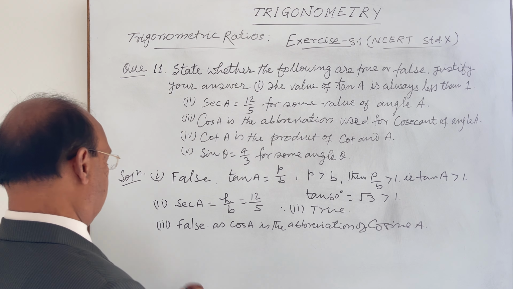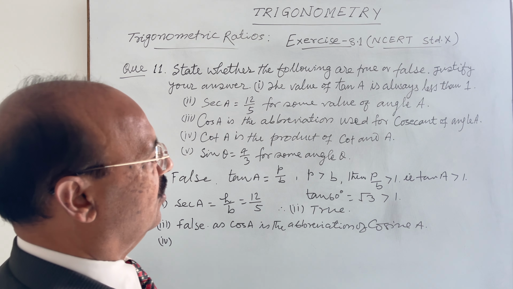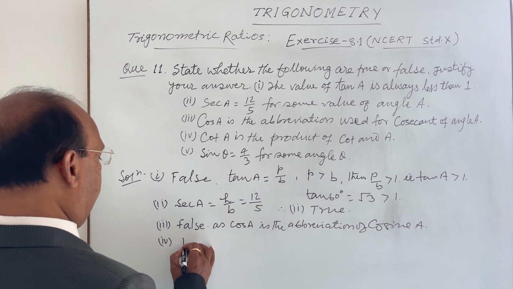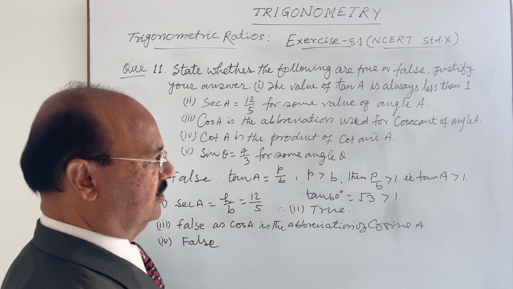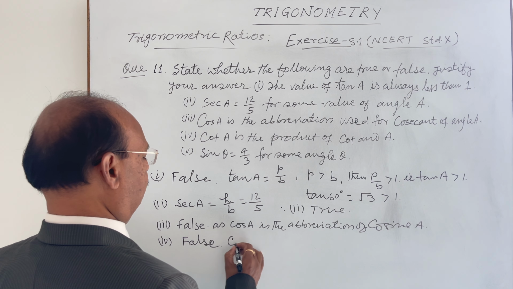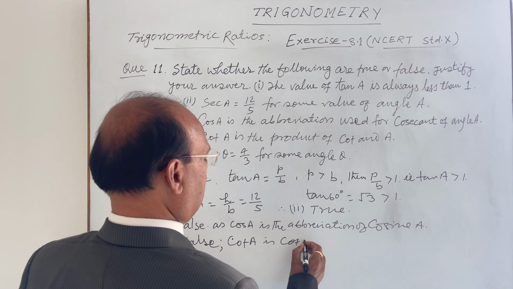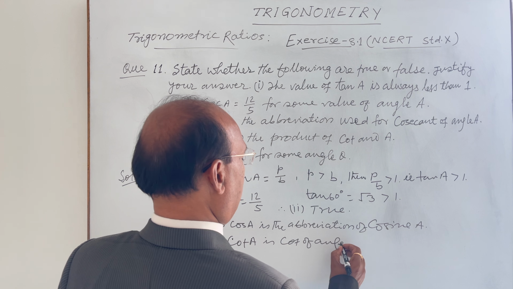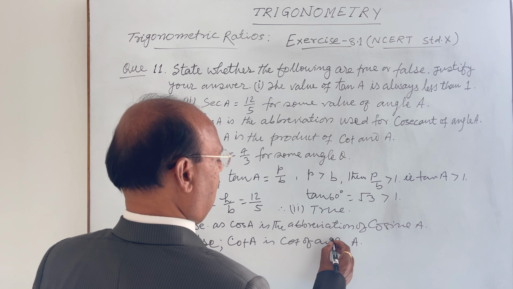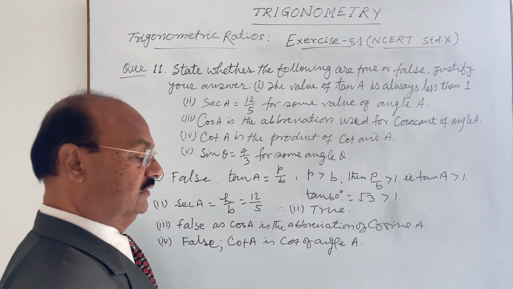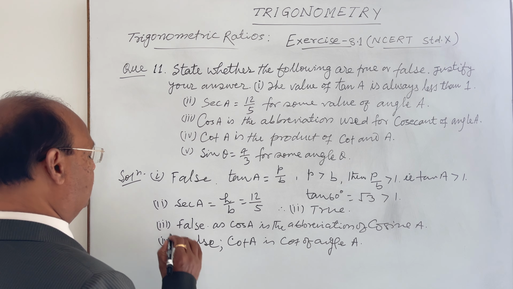So this is false. And the fourth statement, cot A is the product of cot and A. This is 100% false. This is not a product. This is cot of angle A. This is not the product of cot and A. So this is false.